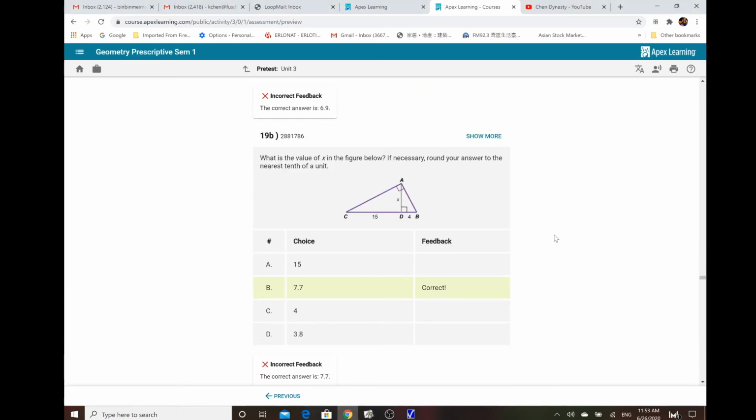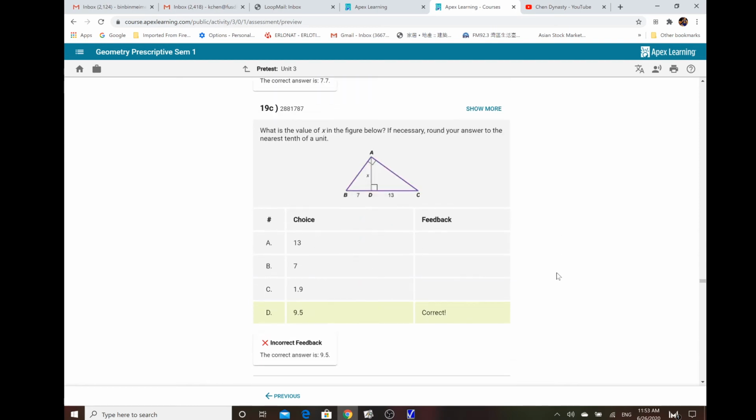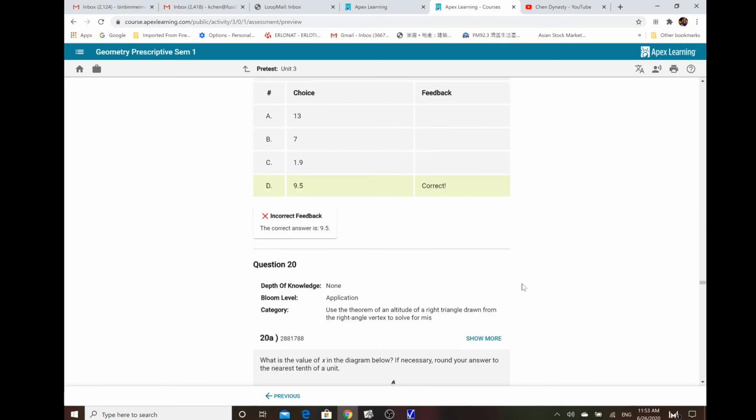And now let's move on to the next one. The next one is quite similar. This one is just 4 over x equals x over 15. And then you just solve for x, and you'll get 7.7. And then 19c is quite similar. So 7 over x equals x over 13. And then cross multiply, solve for x, and you'll end up with 9.5.